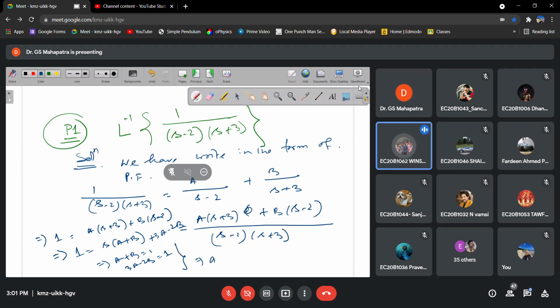Sir, A plus B equals 0. Then A equals minus B, correct? It means 5A equals 1, so A equals 1 by 5 and B equals minus 1 by 5. This is the partial fraction. Correct or not? So now we can write this partial fraction. Should I go to the next step? B equals minus 1 by 5, new page.